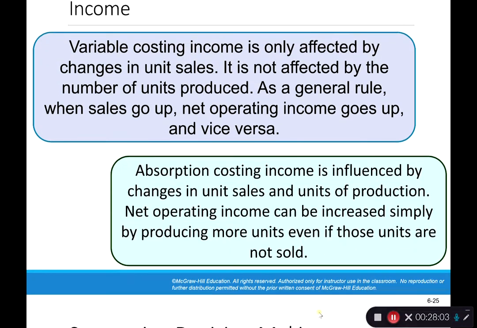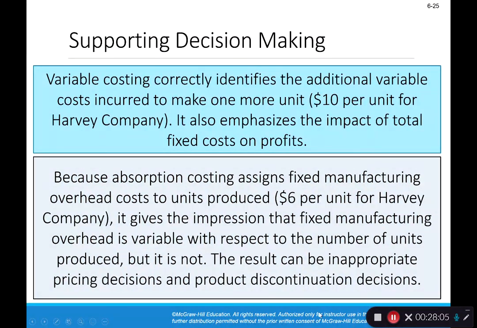The last little concept that you want to keep in mind is variable costing correctly identifies the additional variable cost to make one more unit, which is $10, right? The direct materials, direct labor, and variable overhead. Because absorption assigns fixed overhead costs on a per unit basis, you're adding another $6 to get the unit cost under absorption of 10 plus 6 or 16. So then managers make inappropriate decisions thinking that to make one more unit, it really costs $16 additional, when in fact that isn't true. The fixed cost isn't going to change in total. So to make one more unit, it'll only cost 10.